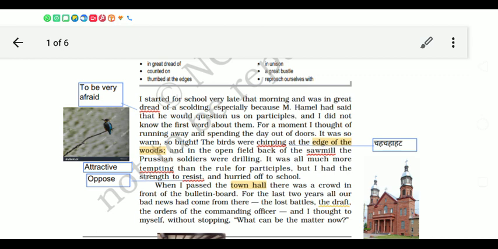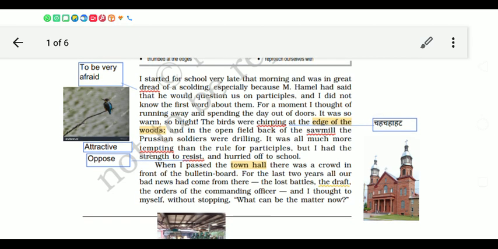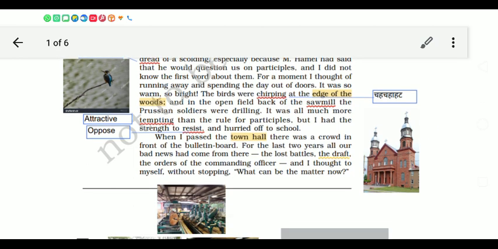Tempting is attractive, as the Prussian soldiers were drilling and their drill was tempting. Resist means to oppose, virodh karna. Town hall: an official building for government staff in the town, as you may see in the photo.